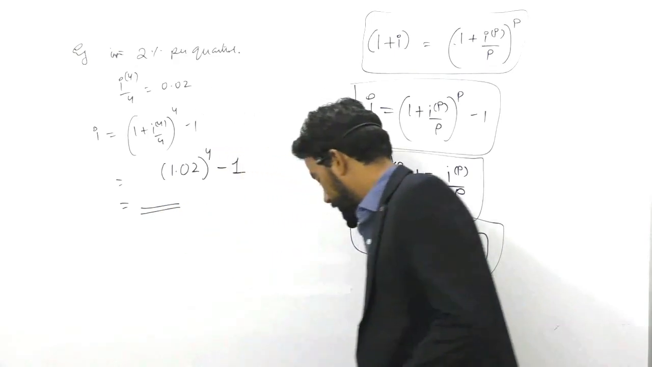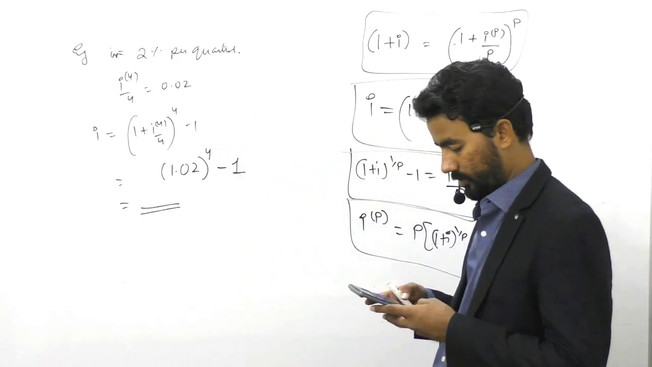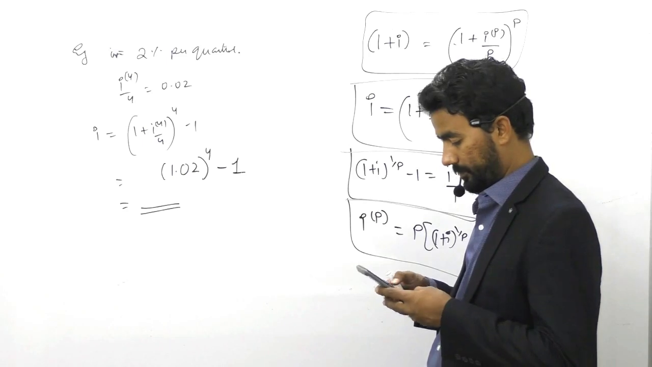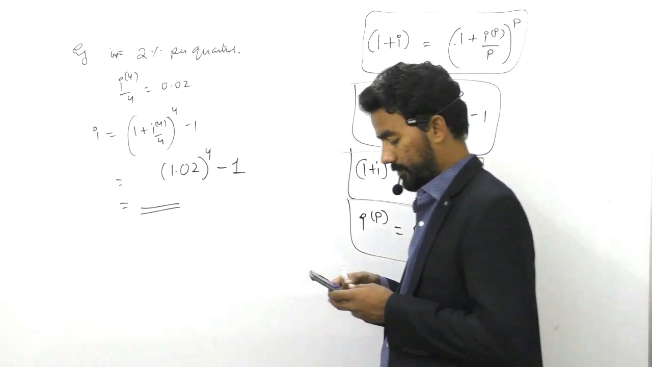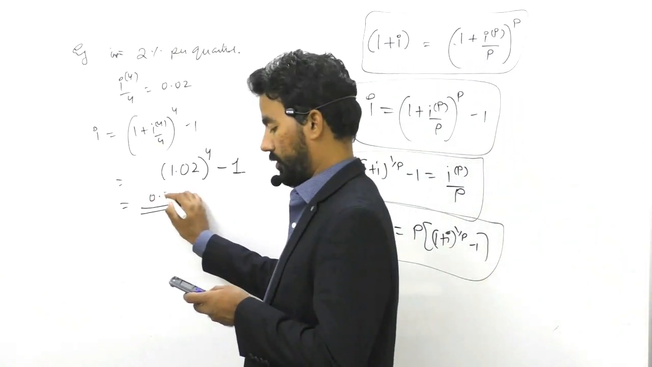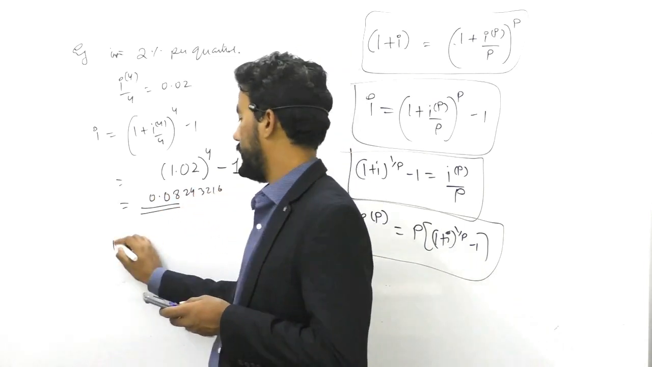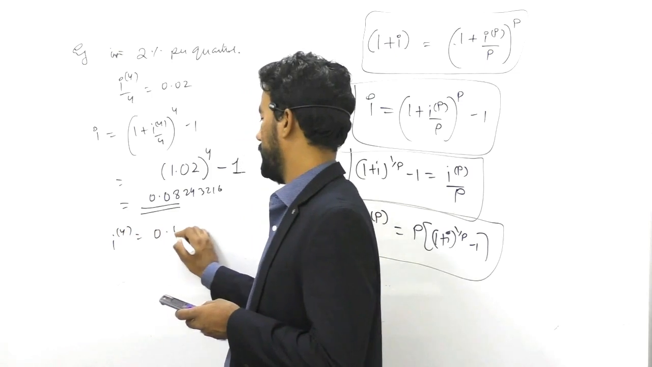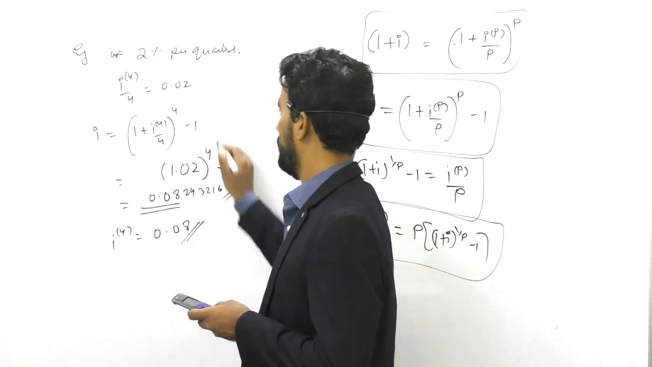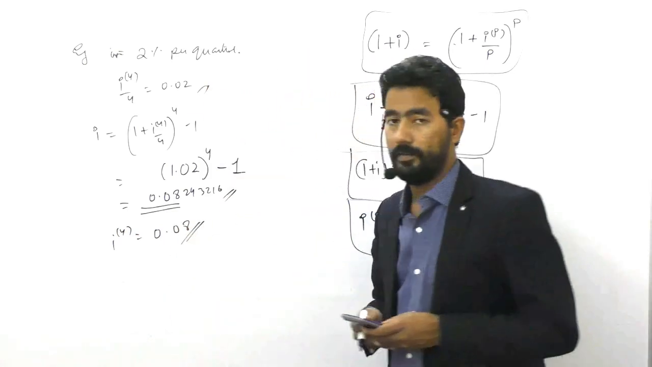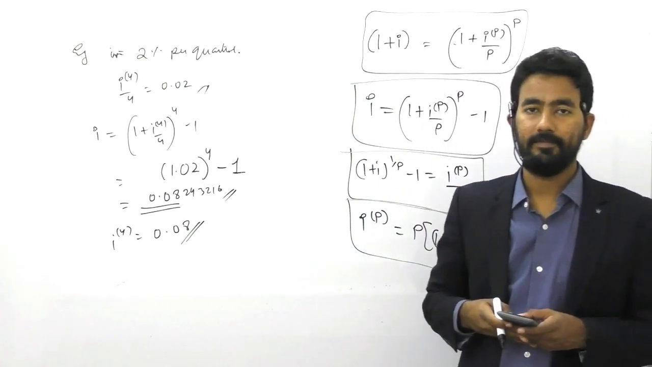Let's check what the answer is. So the answer is 0.08243216, and you can write i is approximately 0.08. I hope that is pretty clear now.